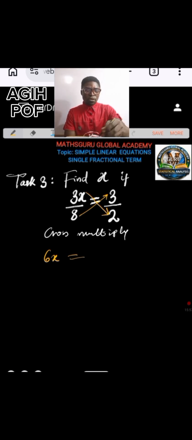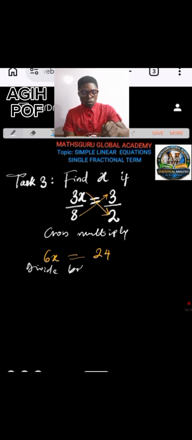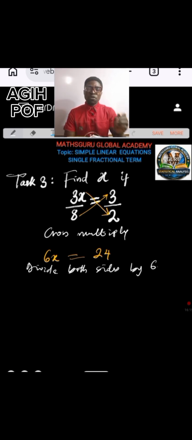By cross multiplying is what we do. Multiply 3x by 2 and multiply 8 by 3. So we're going to have 3x by 2 is equal to 6x. And 8 times 3 is equal to 24. At this point, we are going to take one more step by dividing both sides by 6, which is the coefficient of x. So we're going to have 6x over 6 equal to 24 over 6.